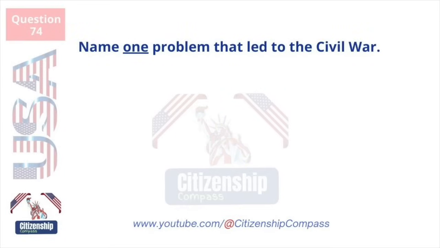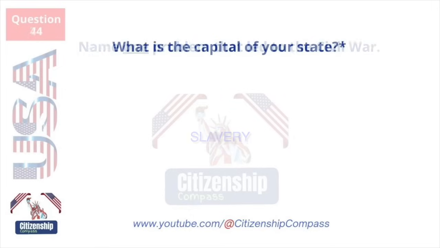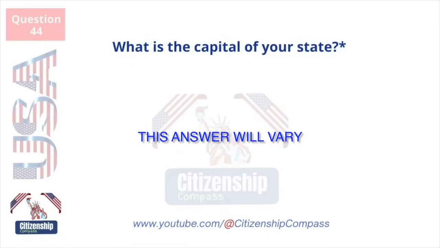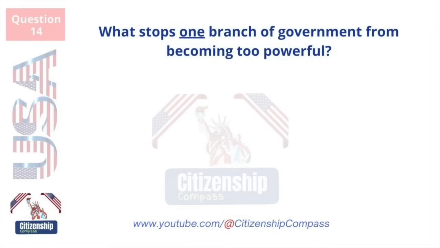Name one problem that led to the Civil War. Slavery. What is the capital of your state? What stops one branch of government from becoming too powerful? Checks and balances.